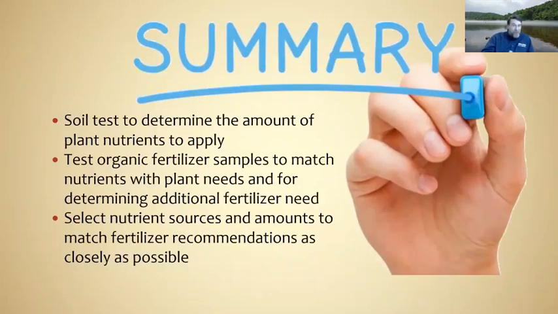In summary, so far, we need to remember to soil test to determine the amount of plant nutrients we need. We need to remember to test our organic materials so we know how much nutrients are in them. And we need to select our nutrient sources and the amounts we apply so that we're matching the fertilizer recommendations as closely as possible.